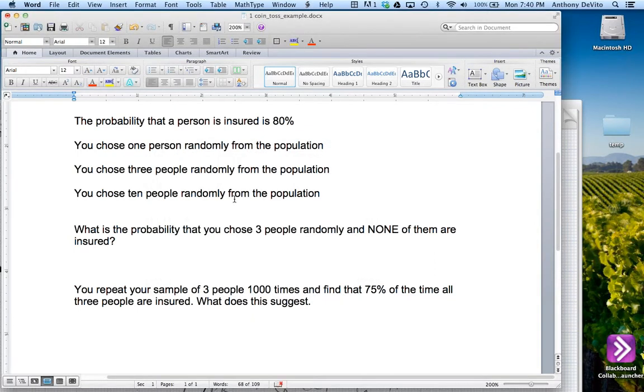Okay, so now it's not always going to be independent events. As I said, you might have situations where your selection is not really random, such as if you're sampling a group that has many married people in it.